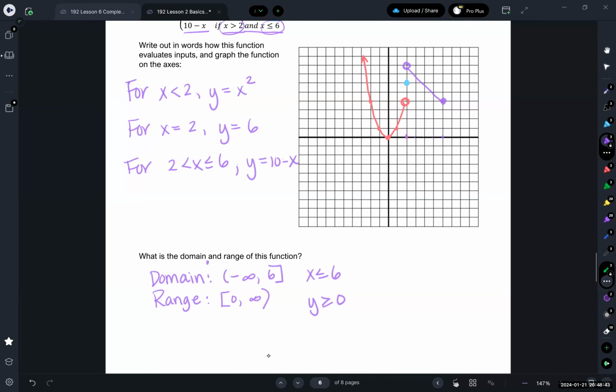All right, so there we have a little bit of review of a couple different types of functions we're going to be working with this semester.